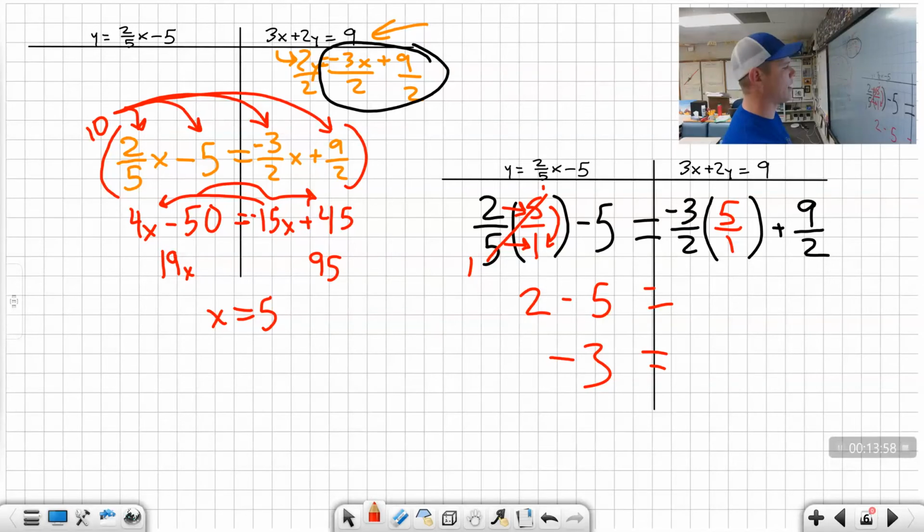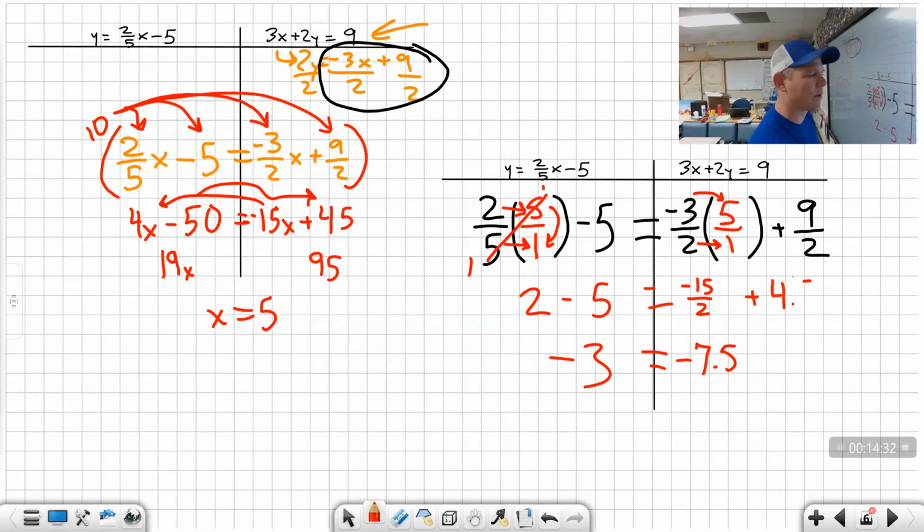On my right-hand side, we have 5 times 3 is 15. So negative 3 times 5 is negative 15. 2 times 1 is 2. So I have negative 15 over 2. That's going to be negative 7.5. Notice I'm finally getting it out of that improper fraction. And then I have plus 9.5, or 9 divided by 2 is 4.5.